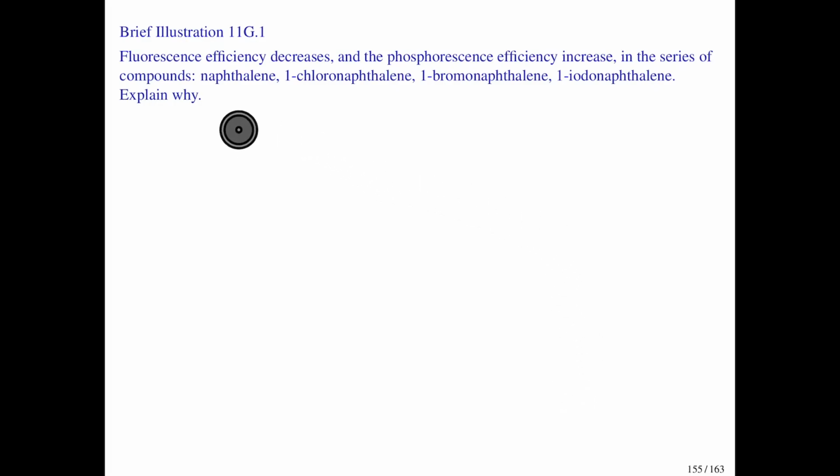So anyway, in this example problem, we've got a series of compounds. Naphthalene is the basic one, and then we have different derivatives involving progressively heavier halogen atoms. The observation is that the fluorescence decreases in this series, whereas the phosphorescence increases. And the reason it increases is because the substituents get heavier. This increases the amount of spin orbit coupling.